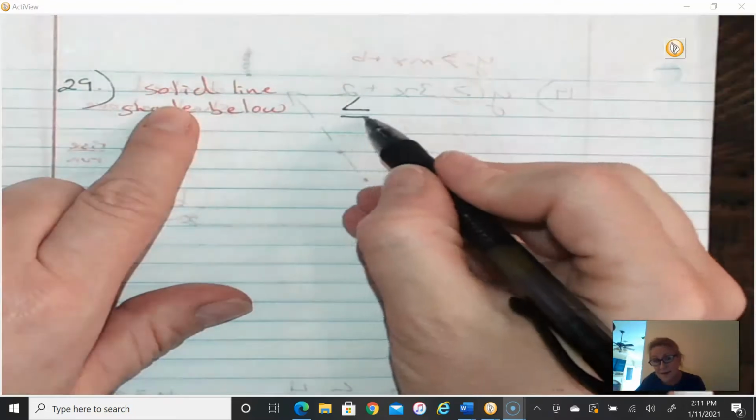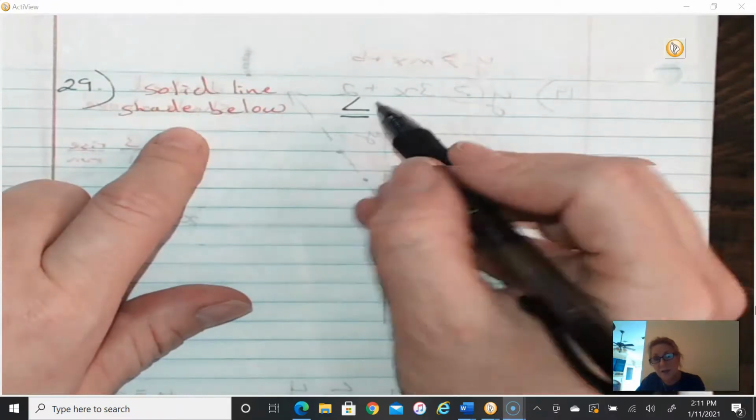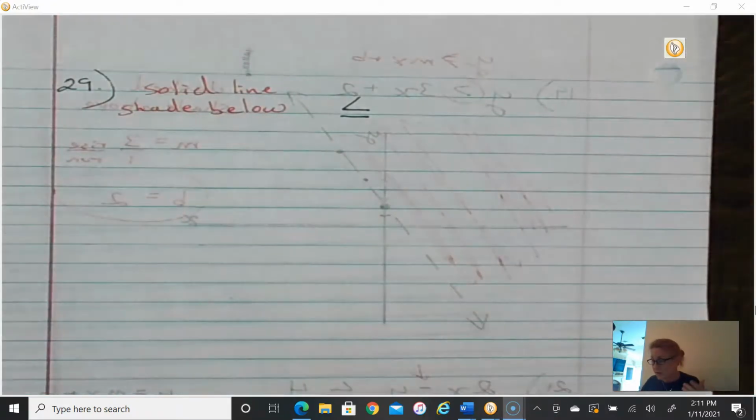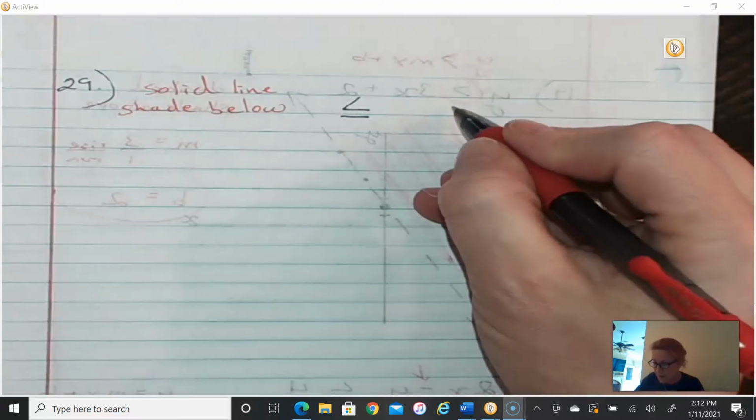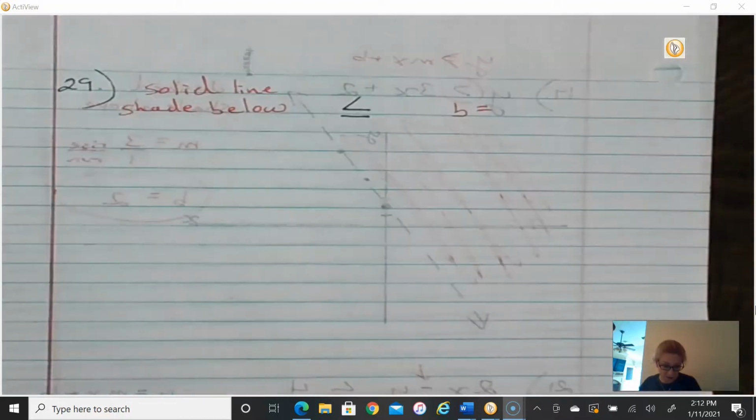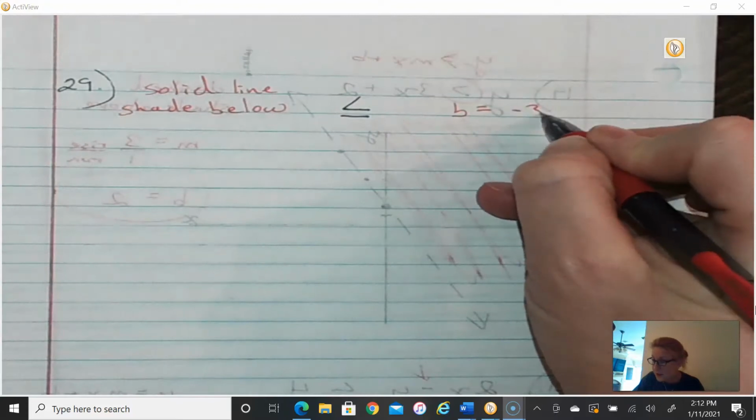Solid line means it has this down here. It's also an equal to. Shade below means it's a less than. So then you've got that information. Now you can start writing your equations. What's the first thing we start with? What is your y-intercept? So where on that Cartesian plane did the line cross the y-axis? Look at where it crossed the y-axis, not the x, but the y. That's right, -3. It crossed at -3.